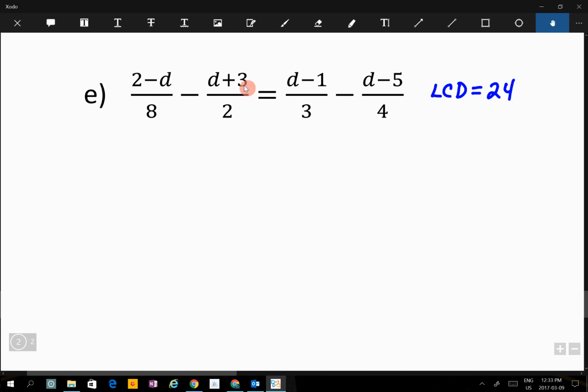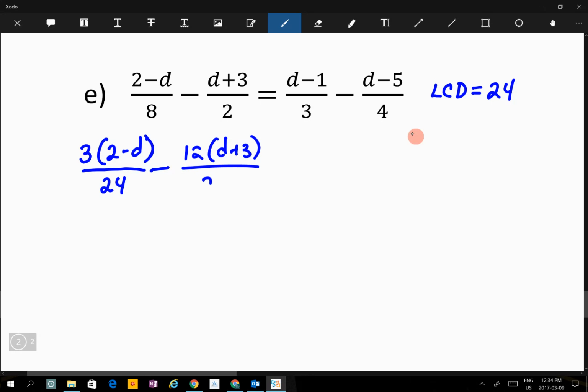So convert every single one of these terms into a fraction with a denominator of 24. So here it is: 3 times 2 minus d, so the top and bottom by 3, make 24. Minus, for the next one, we're going to multiply the top by 12. So 12 times d plus 3 over 24 equals, here with the denominator of 3, I'm going to multiply the top by 8. So 8 times d minus 1. The bottom will become 3 times 8, which is 24. And the last term here, to get from 4 to 24, I multiply the top and the bottom by 6. So 6 times d minus 5 over 24.